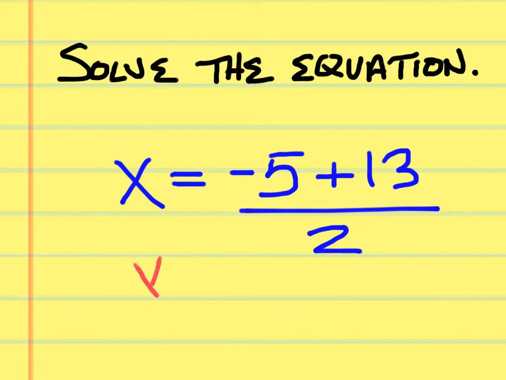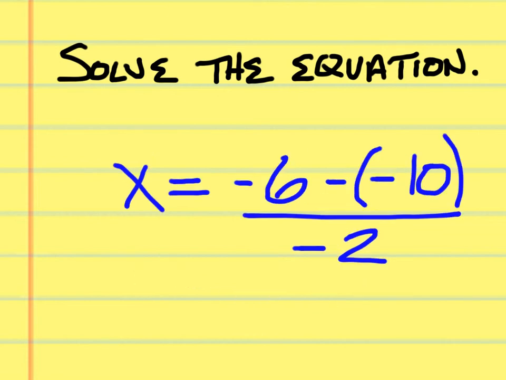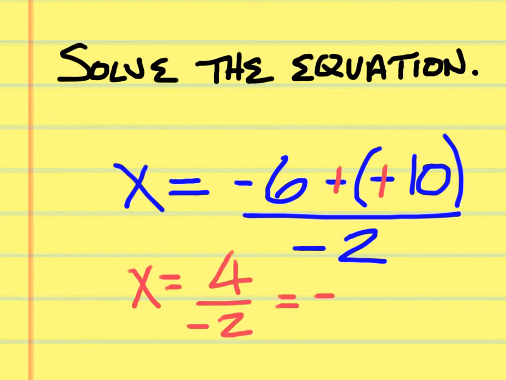First thing I will do is negative 5 plus 13, which is 8. 8 divided by 2 is 4. First thing I will do is negative 6 minus a negative 10, which these become plus. So negative 6 plus 10 is 4, divided by a negative 2 is negative 2.